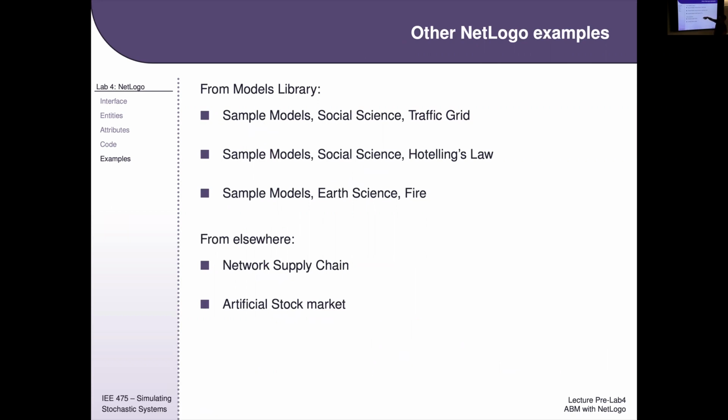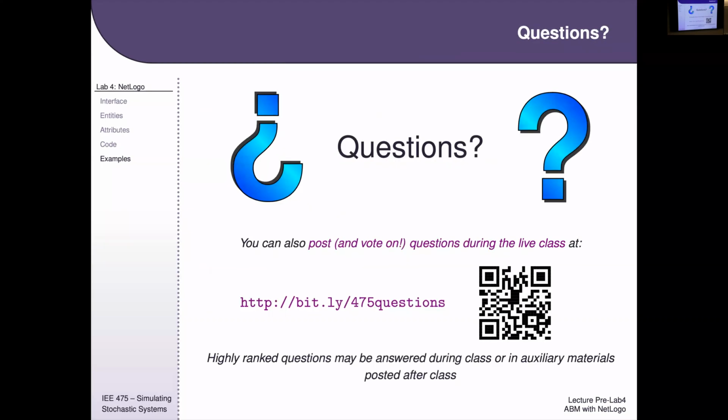So you're going to work with the Earth Science Fire model inside the lab. I think I've got you working with Hotelling's law, and the Schelling segregation model from the models library. So you've got a social science model and a land resource management model that you're going to work with in the upcoming lab. That's basically a very quick intro to NetLogo.